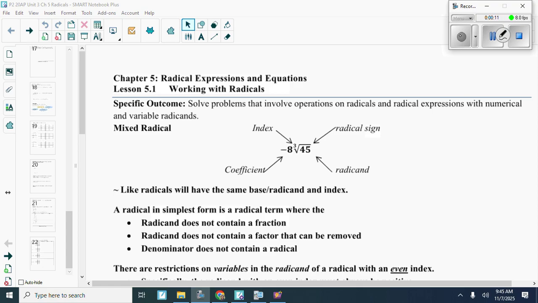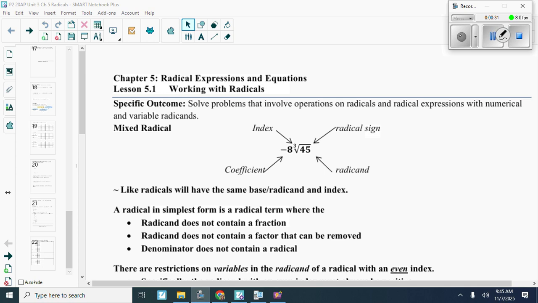So I'm going to be using the mathy terms. When I'm talking about the radical, I'm talking about the whole thing. This whole thing is just called the radical. And the radical is made up of a couple parts. There could be a number in front, and that's called your coefficient. It could be positive or it could be negative. That's your number in front.